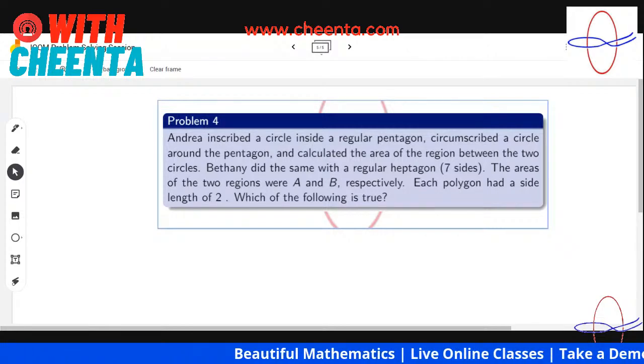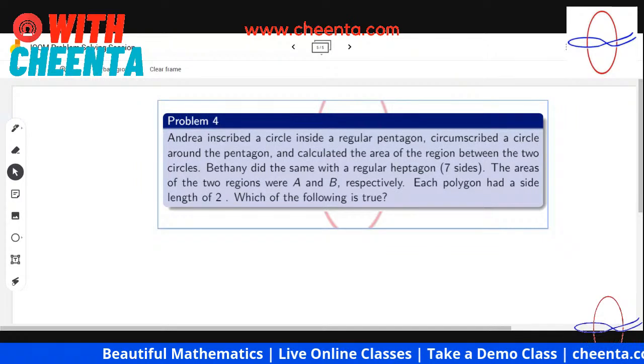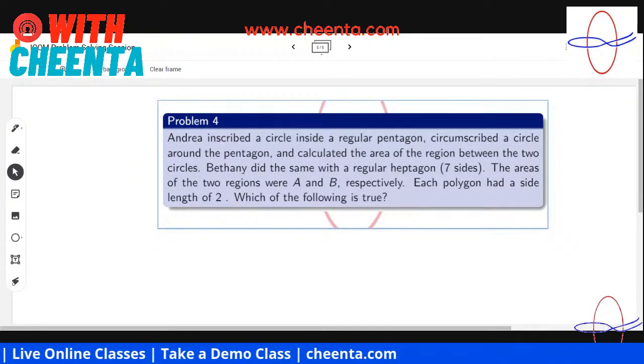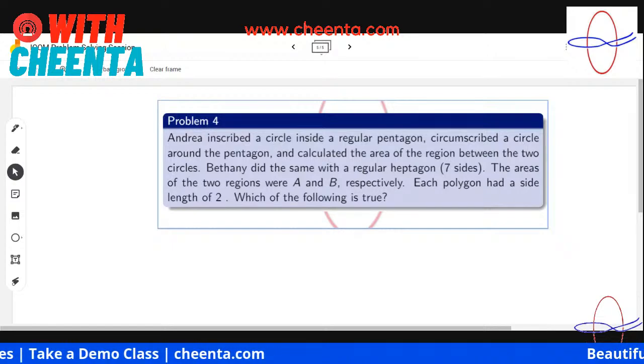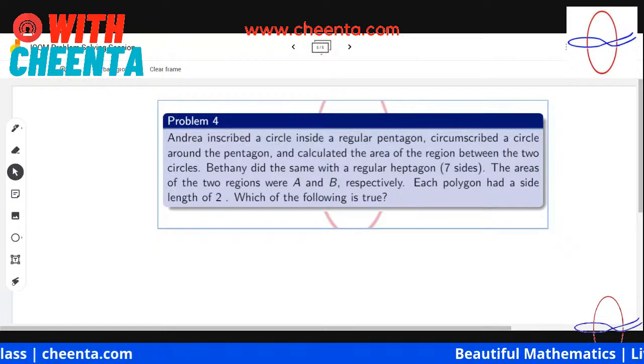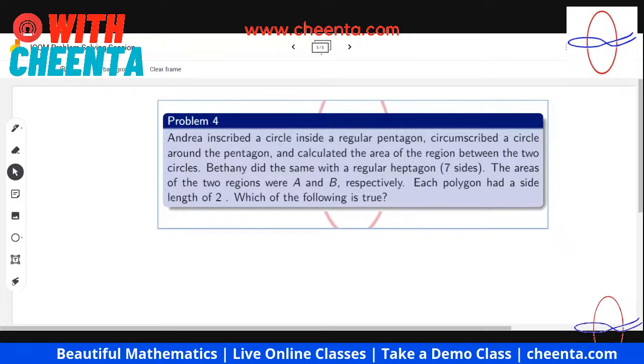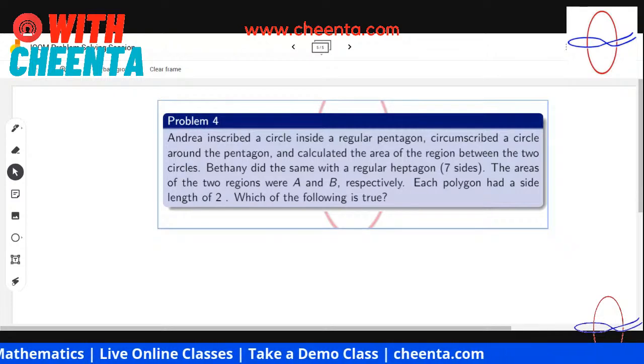Okay, so problem 4. Andrea inscribed a circle inside a regular polygon, sorry, a pentagon, which is a polygon in fact. She circumscribed a circle around the pentagon and calculated the area of the region between the two circles. So what is done? Andrea drew a circle inscribed within a pentagon and circumscribed outside the pentagon, okay?